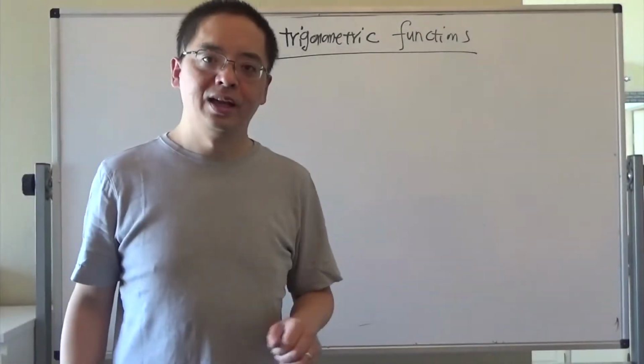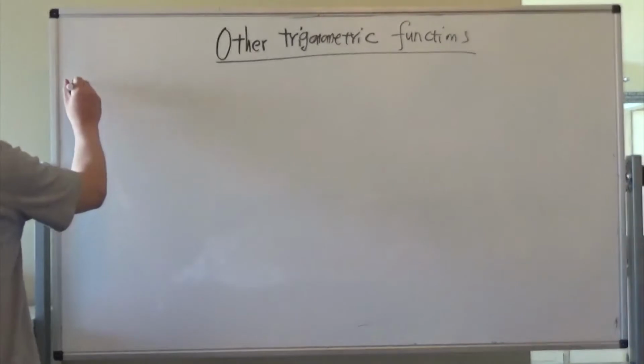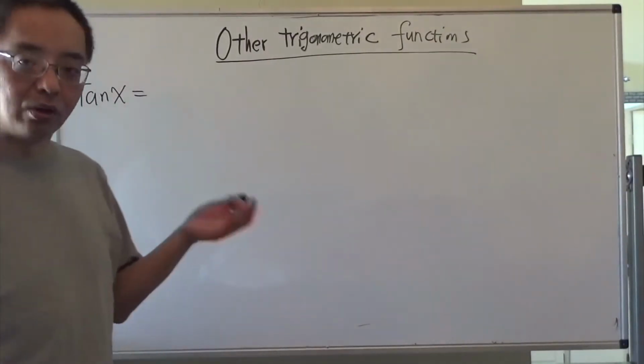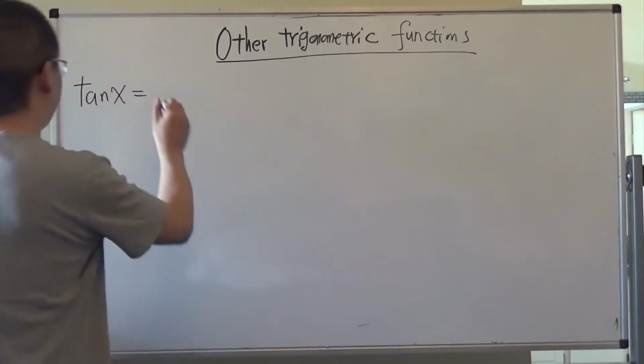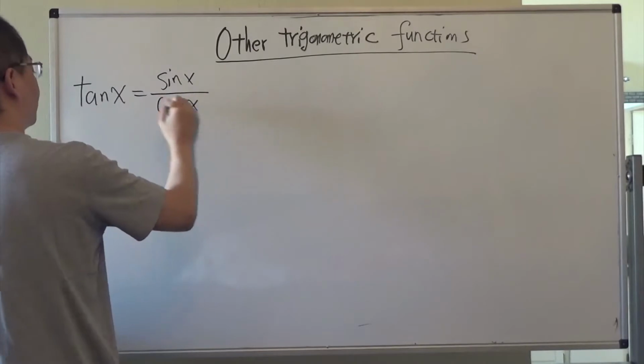In this lecture, let's look at other trigonometric functions. First, let's look at the tangent function. Tangent x, by definition, is the ratio between the sine and the cosine. It equals sine x divided by cosine x.